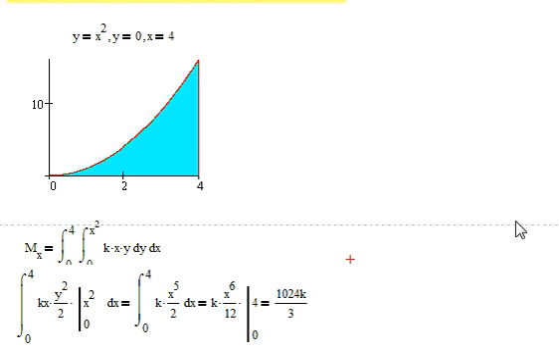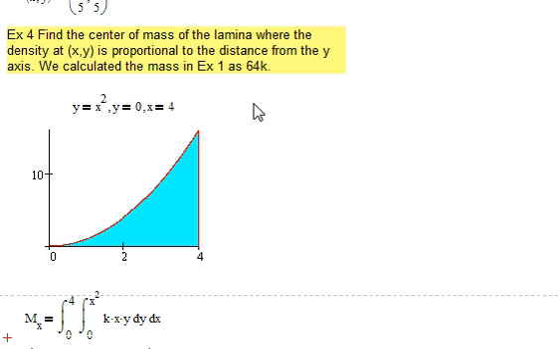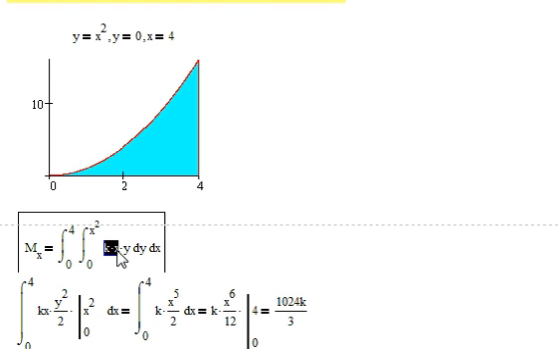It's fairly easily done. Moment about the x-axis: just take our density function, which, since it's proportional to the distance from the y-axis, would be k times x. So we've got a k times x in there, and the y is the distance from the x-axis. And so integrating over the region, if we drew stripes across this, you can see the top of the stripe is y equals x squared, the bottom is y equals 0, and we start making those stripes at x equals 0 and quit making them at x equals 4.